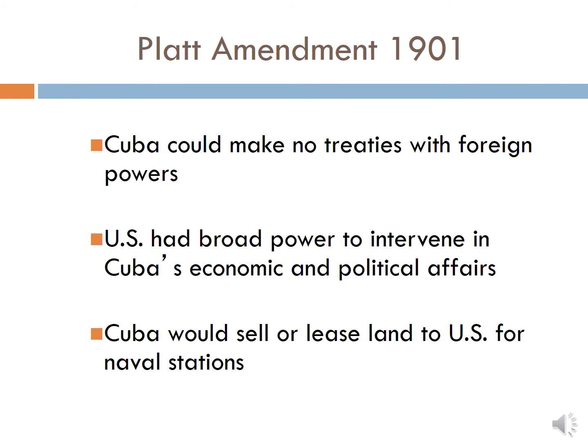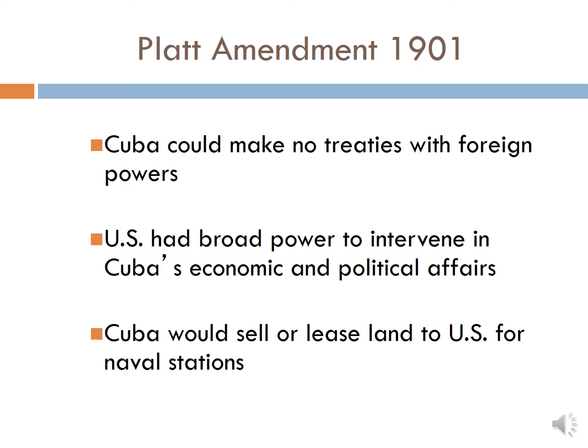Secondly, the United States would have broad power to intervene in Cuba's economic and political affairs. Under the Platt Amendment, the United States becomes what's called a favored nation in Cuba, meaning that the United States would be able to have very profitable and beneficial trading partnerships with Cuba. The United States and business interests in the United States would have broad ability to go into Cuba and invest in Cuban sugar companies, plantations, etc.